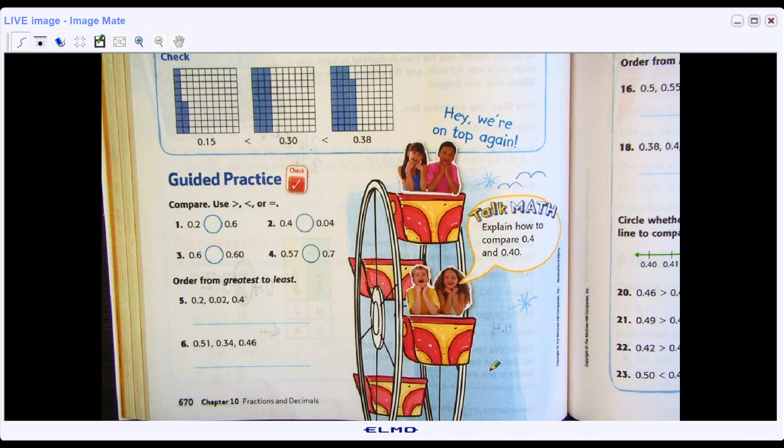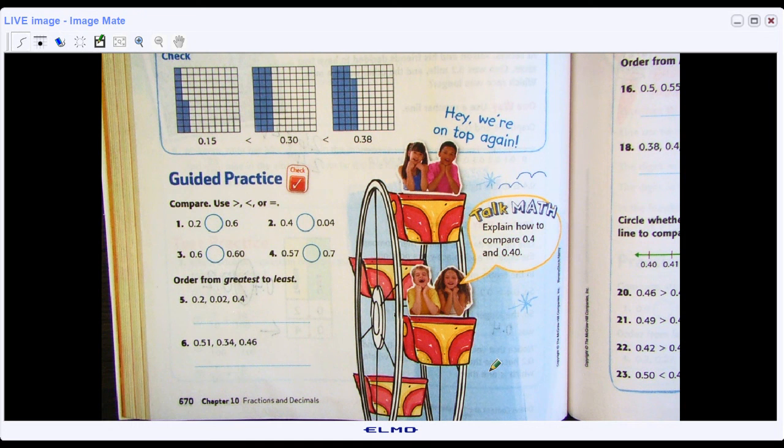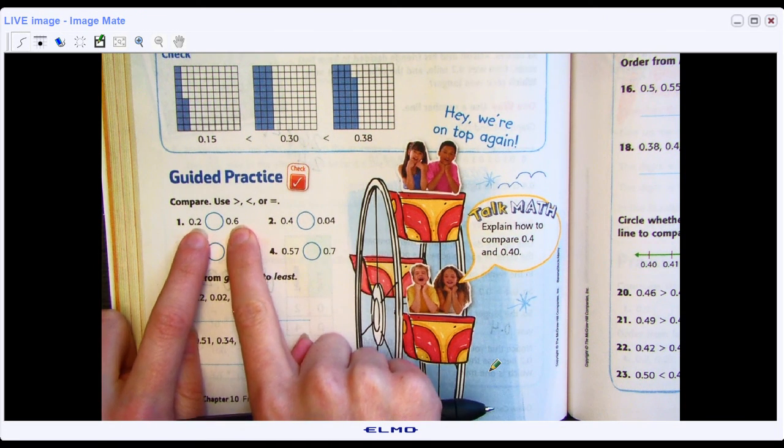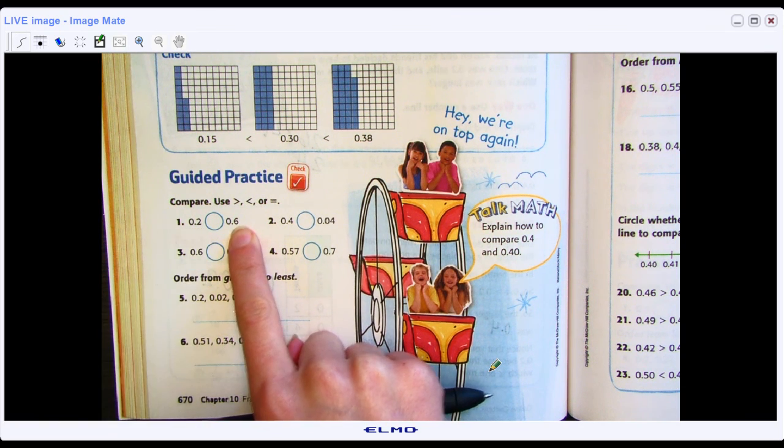So same thing, you have to just figure out which one's bigger. In this case, they're side by side. One way you can do it is you can just look at it and see if they're in the same place. This 2 and this 6 are both in the tenths place. You can look at it that way.